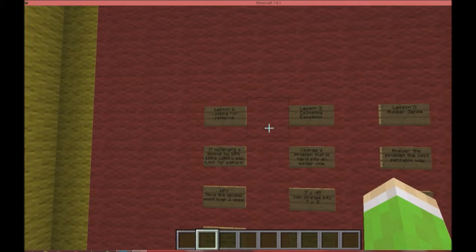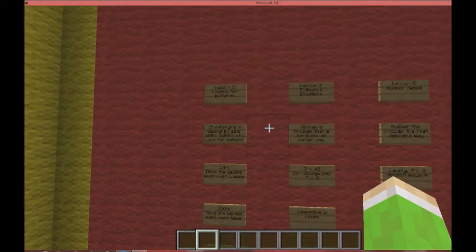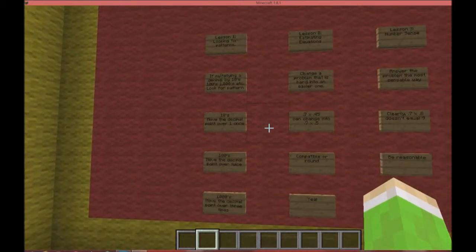We're going to get started. Lesson 1 is looking for patterns. If you're multiplying a decimal by tens, hundreds, or thousands, look for a pattern. Tens, move the decimal point over once. Hundreds, move the decimal point over twice. Thousands, move the decimal point over 3 times.